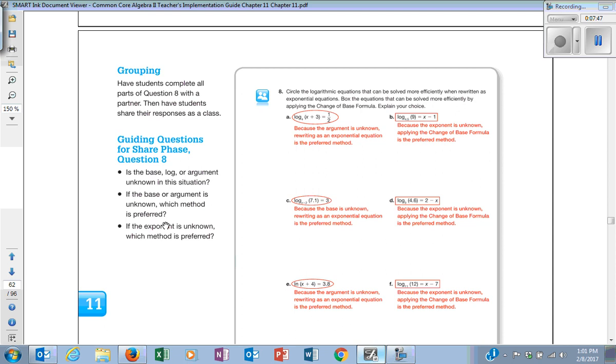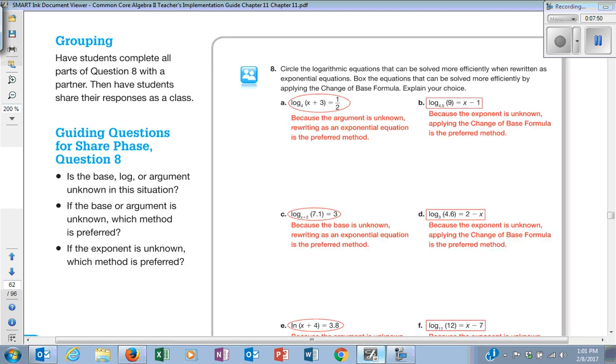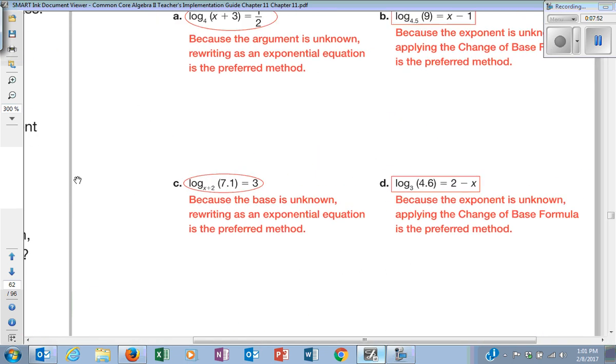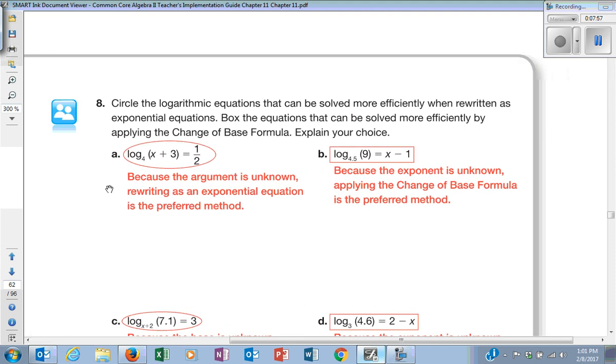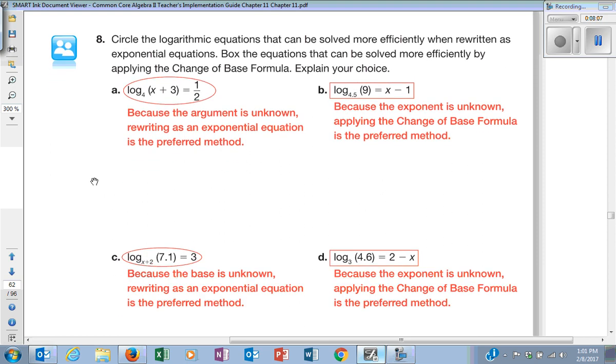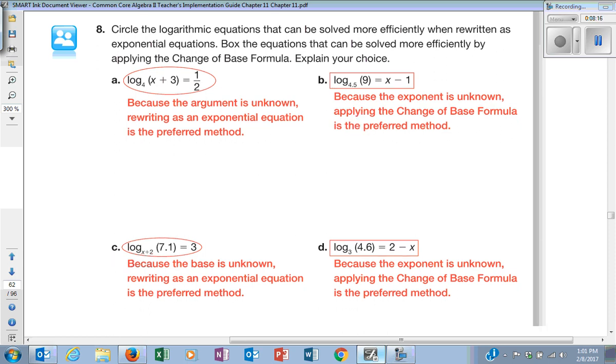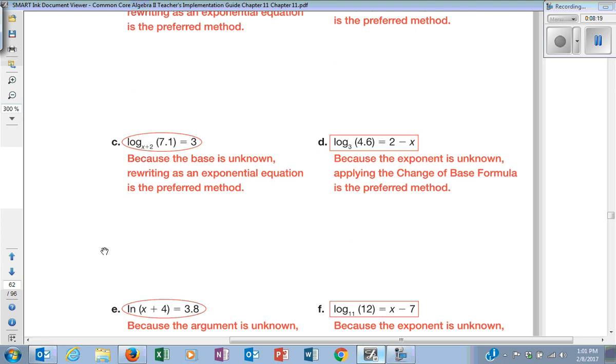All right. This says, circle the logarithmic equation that can be solved more efficiently when written as an exponential. Box, it can be solved more efficiently with change of base. And so it just goes through and talks about how, because my argument is unknown, it's going to be better to write an exponential. Because my exponent is unknown, it's going to be better to do my change of base formula. Because my base is the unknown, it's going to be better to do exponential.